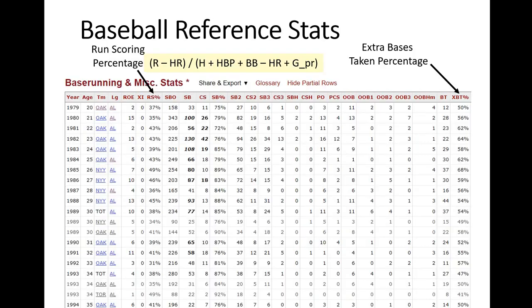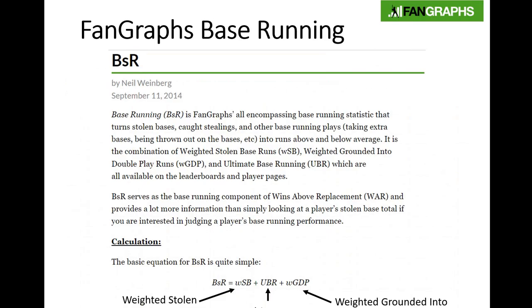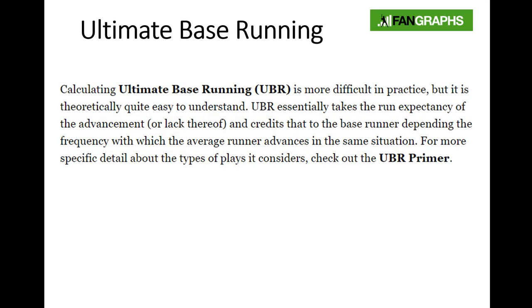I have some backup slides that I ported over from the first video just so that they're in here. There are some other statistics you can look at on Baseball Reference. There are some FanGraphs statistics that you can use. Probably the closest to the one I calculated with my formula is this BsR because it does include stolen bases. And then there's something called the ultimate base running rating. That's all I really wanted to cover.